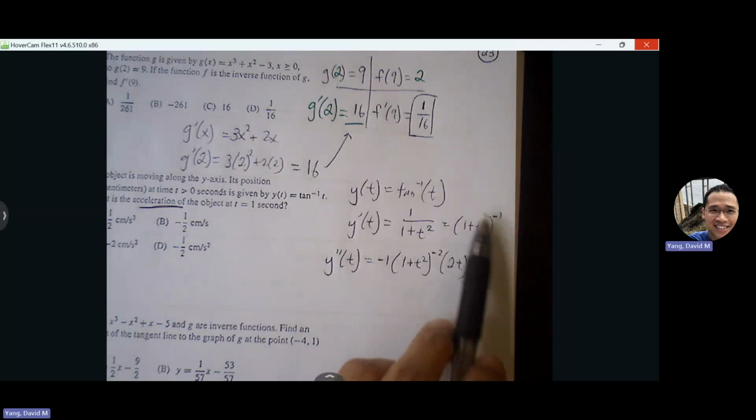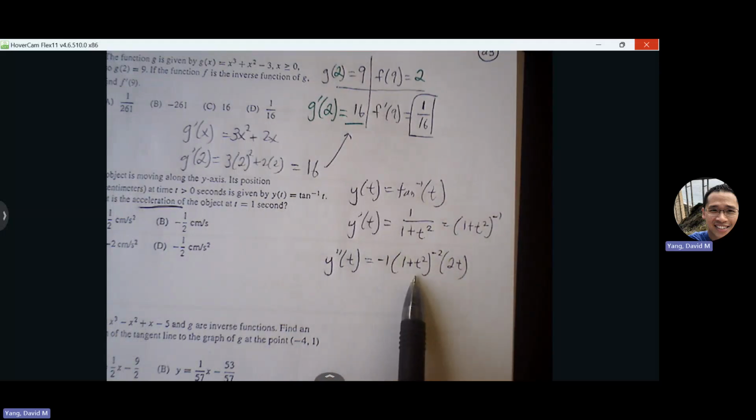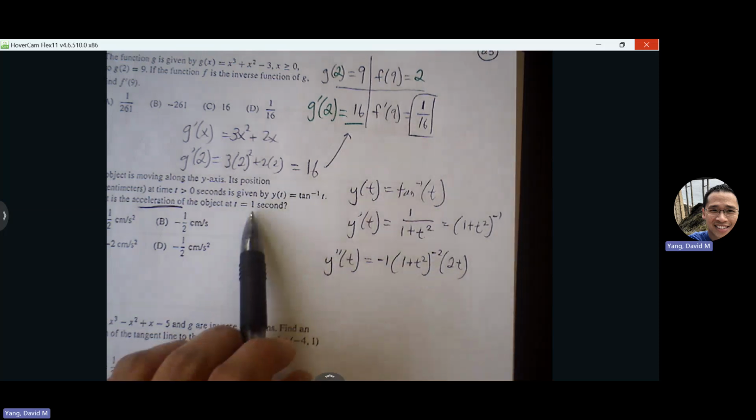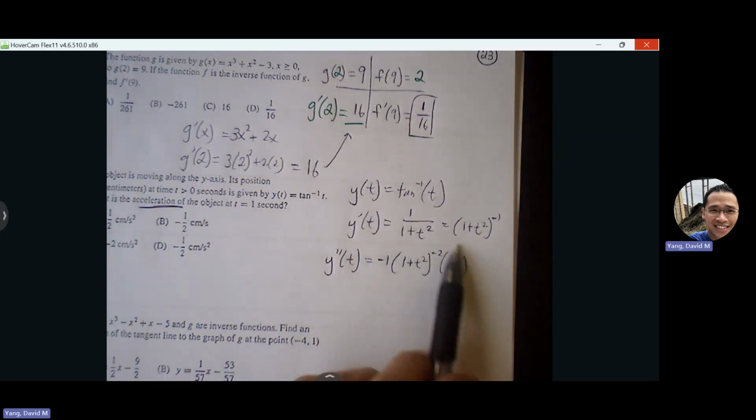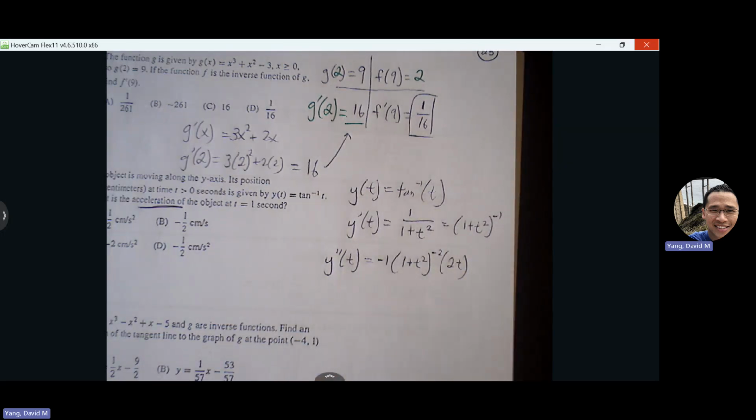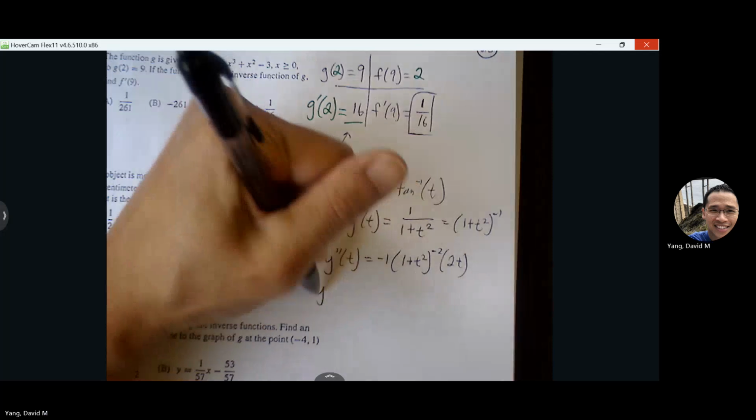So outside derivative, bring the -1 down, keep the parentheses, subtract 1 from the exponent, and multiply by the inside function's derivative. Now the second derivative is at the acceleration level. So plug 1 in for t, and whatever numeric value you get will be the acceleration at that moment in time.